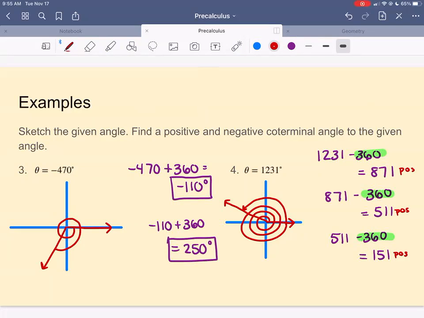We still need our negative one. So we're just going to take that 151 and subtract 360 again until we get a negative angle, which is going to give us negative 209. You could pick any of those 3 positive coterminal angles to be your positive coterminal angle, but this is the first negative coterminal angle that we get, so we don't have to keep going, but you could, okay?